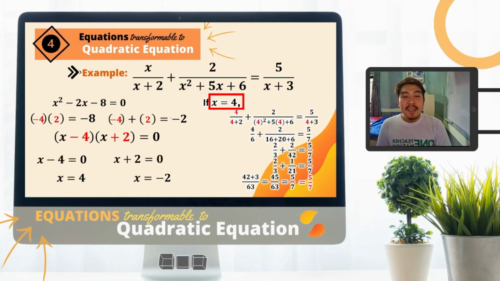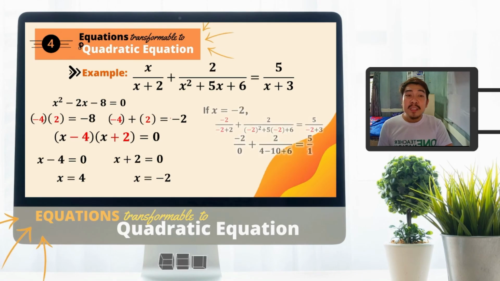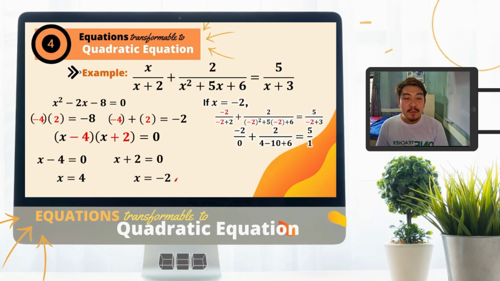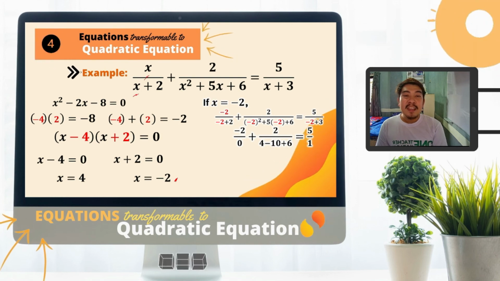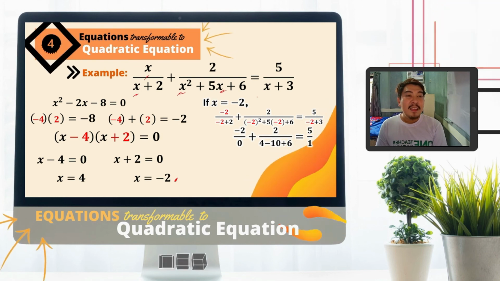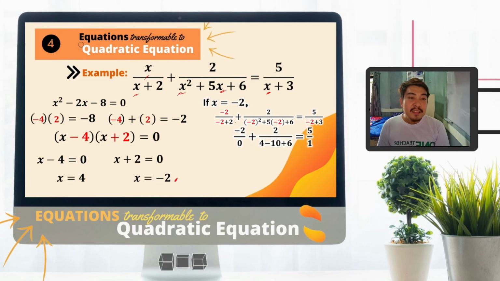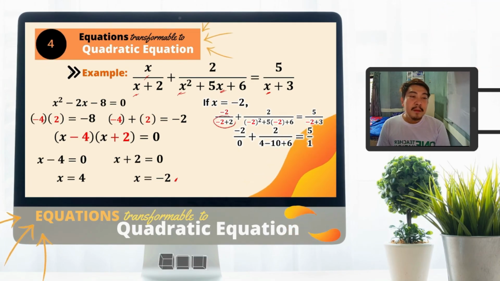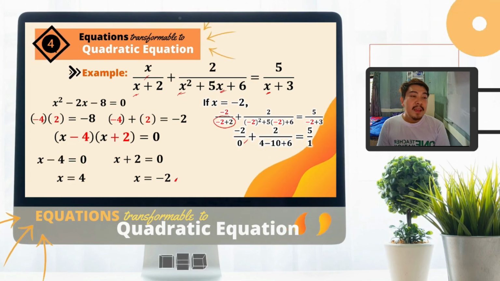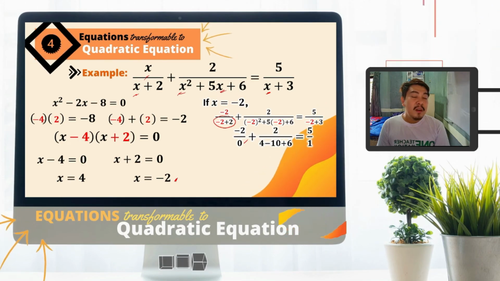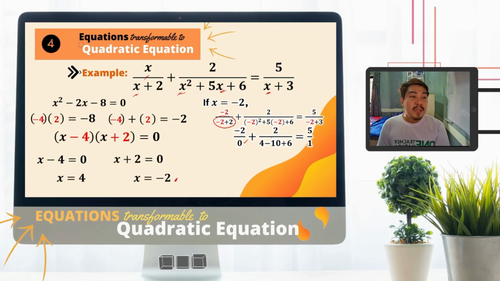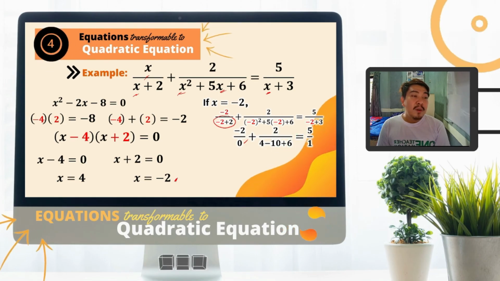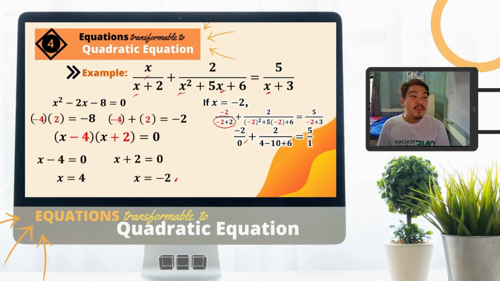Pero paano naman si x equals negative 2? So, i-check naman natin. Ayan. I-substitute lang natin si negative 2 dito sa lahat ng x na yan. Okay? Ayan. So, if you can see, ayan, na-substitute na natin. So, negative 2 plus 2, that will be 0. And then, negative 2 squared, that will be 4. Positive 5 times negative 2, that will be negative 10 plus 6 is equal to 5 over 1. Kasi negative 2 plus 3, that will be 1.